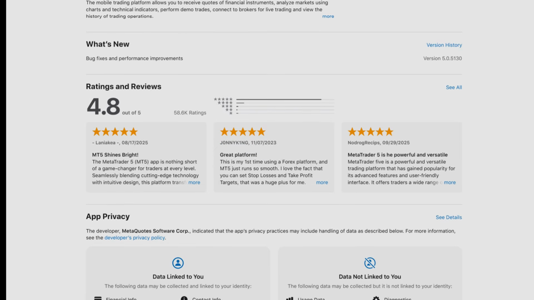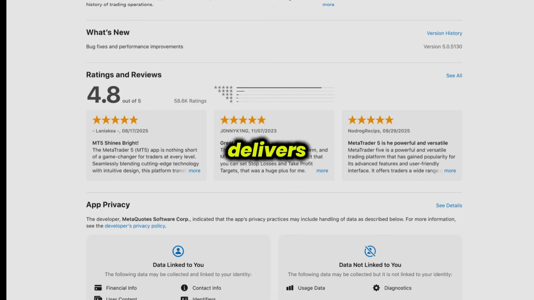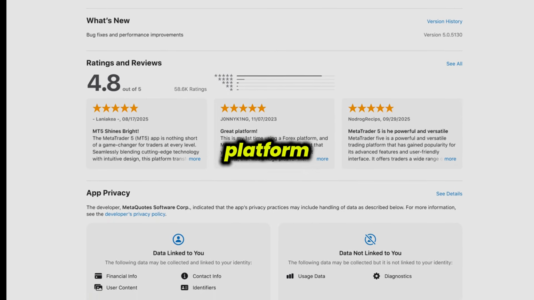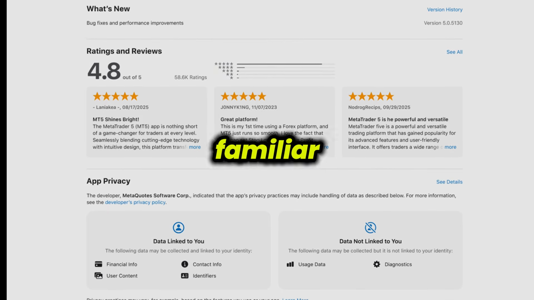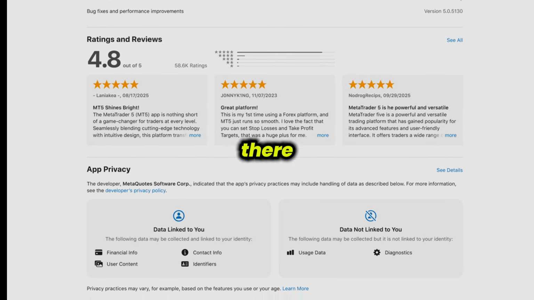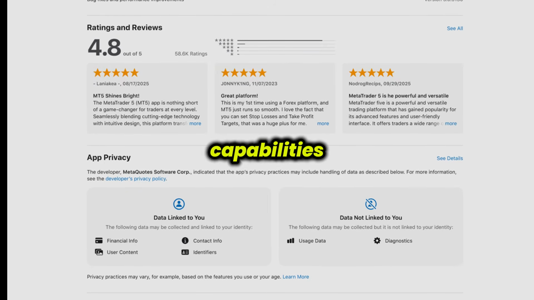Overall, MetaTrader 5 is a powerful, feature-rich trading app that delivers professional-level tools in a mobile format. It's not the easiest platform for beginners to jump straight into, but for traders willing to learn or already familiar with MetaTrader-style platforms, it's one of the best options out there, balancing speed, versatility, and deep market analysis capabilities.